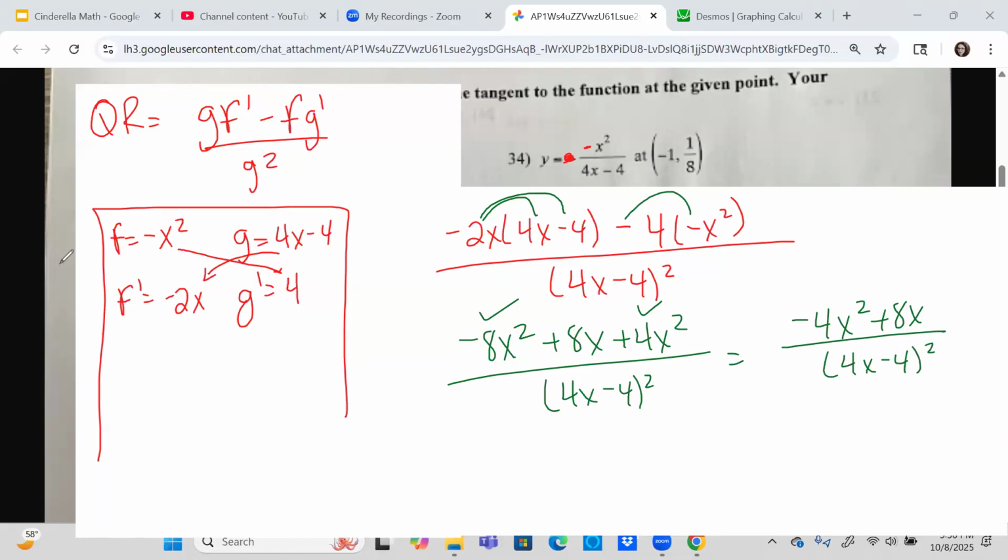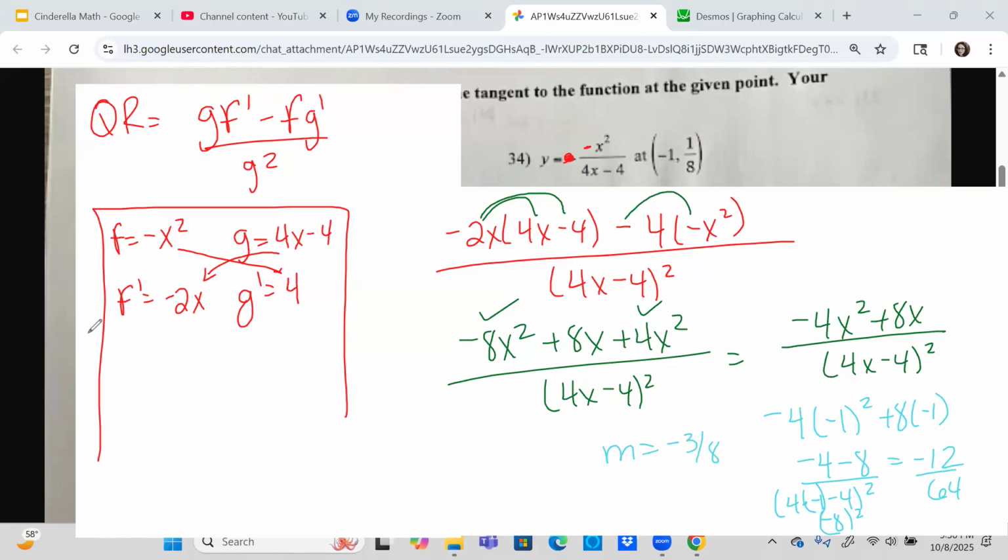Okay, inserting negative 1. So negative 4 times negative 1 squared plus 8 times negative 1. So that's negative 4 minus 8, that's negative 12. And on the bottom, that would be 4 times negative 1 minus 4 squared. So that's negative 4 minus 4, so that's negative 8 squared, which is 64. Divide by 4, and we get the slope is negative 3/8.